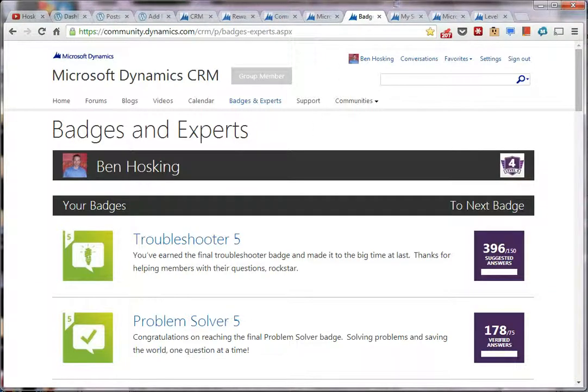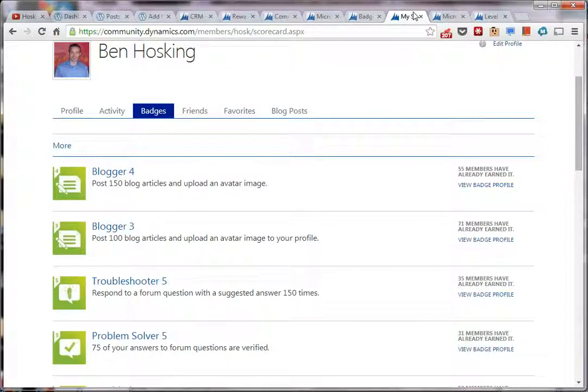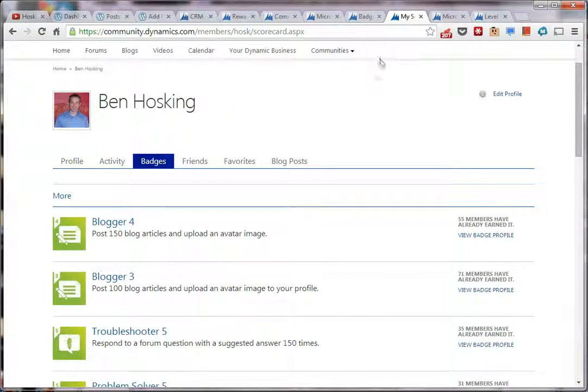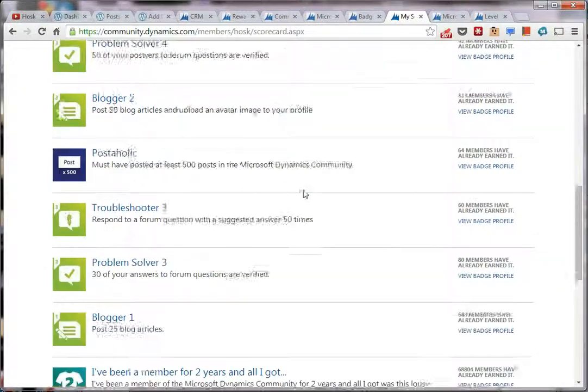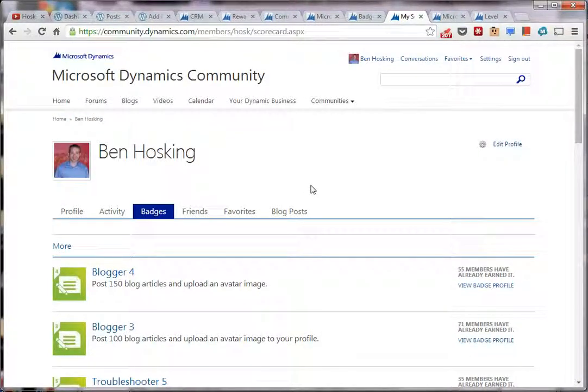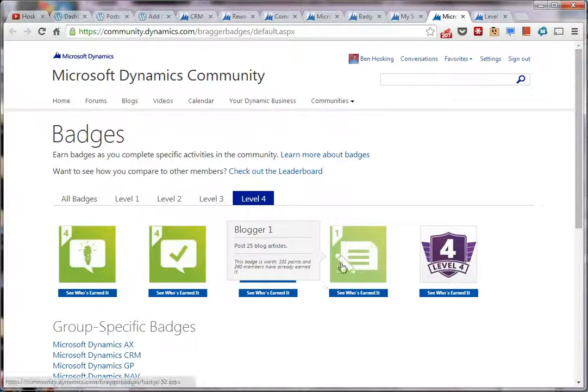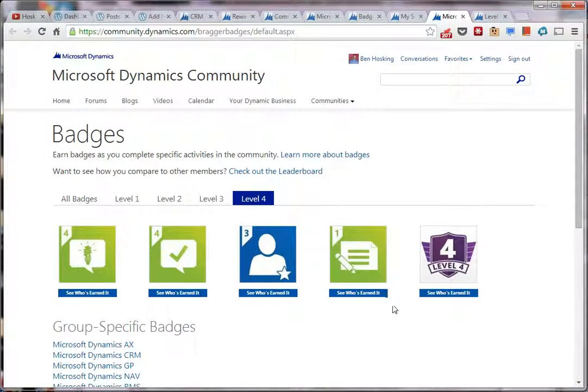So there you go. There's a little look around this sort of Dynamics community and badges, and you can click to any user and look at their badges, and you see what ones they've got. I think that is about it for badges. Enjoy, go and have a look.